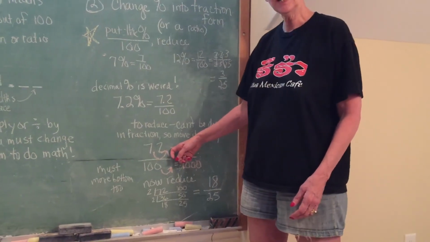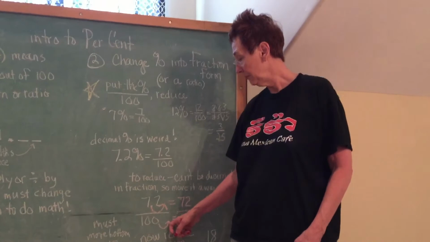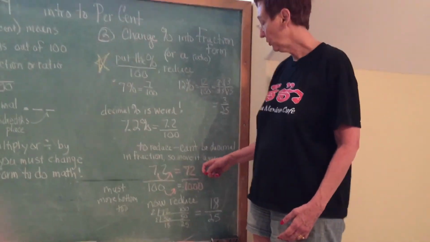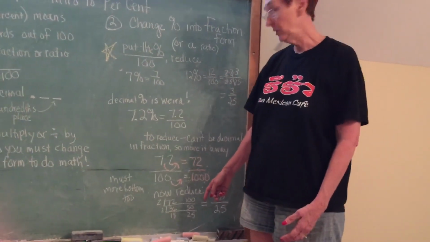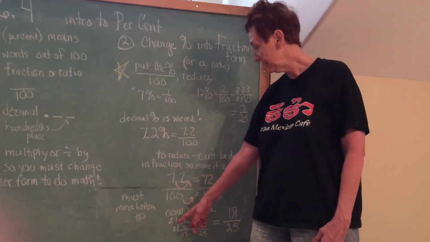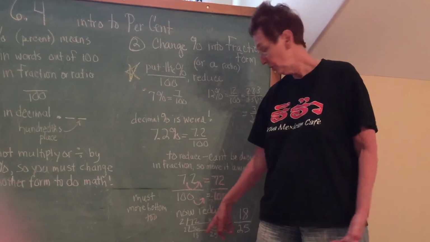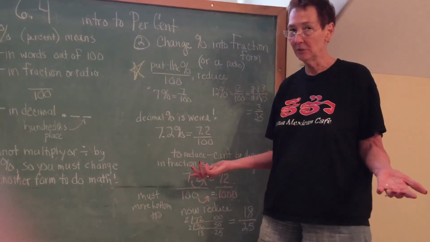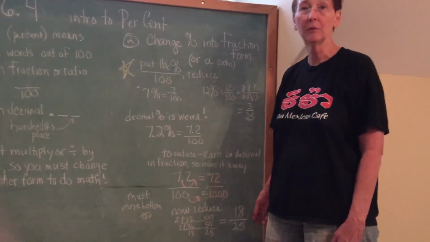But if you move it here, you must also move it in the bottom. So I take my 100 and move it over 1, and now my bottom is 1,000. So your fraction is 72 over 1,000, and then you have to reduce it from there. I reduced by doing the down divide method. I said 2 went into both of them. That gave me 36 and 500. 2 went into both of them. That gave me 18 and 250. There's not anything that goes into 18 and 25. And so 18 over 25 is my reduced fraction.